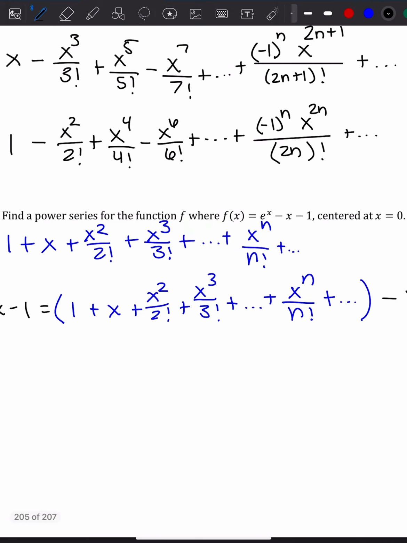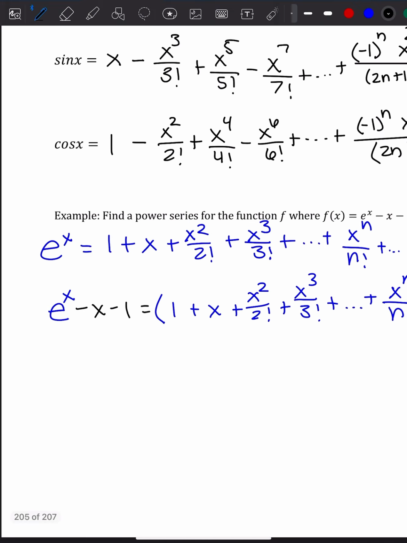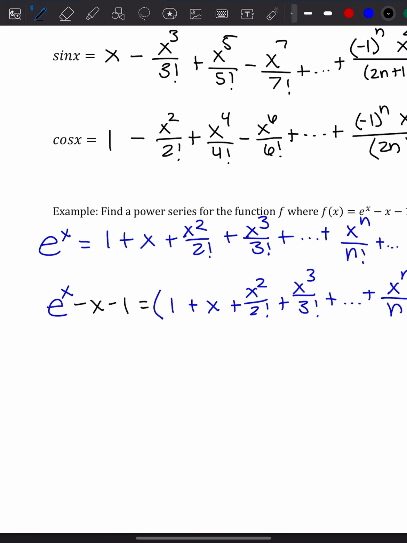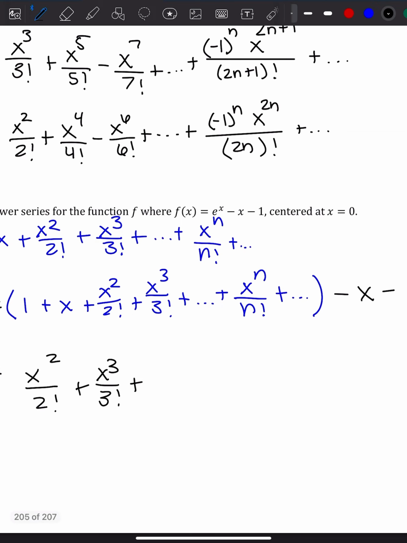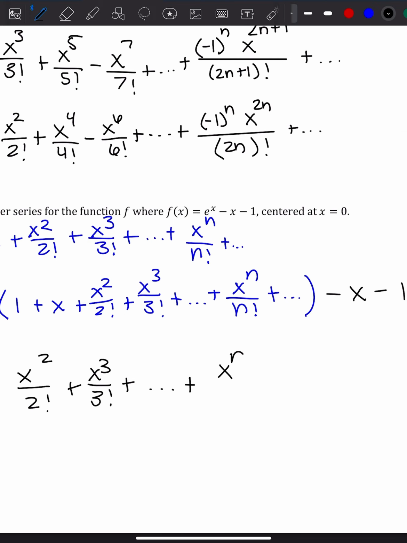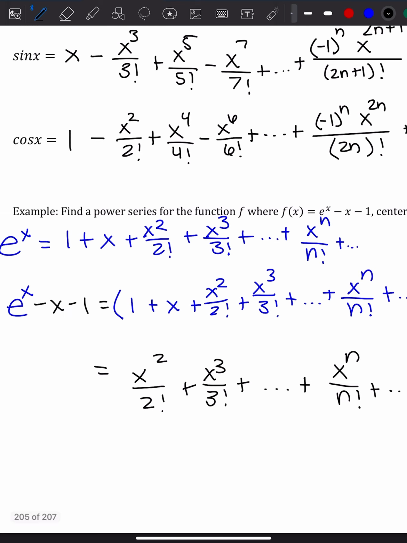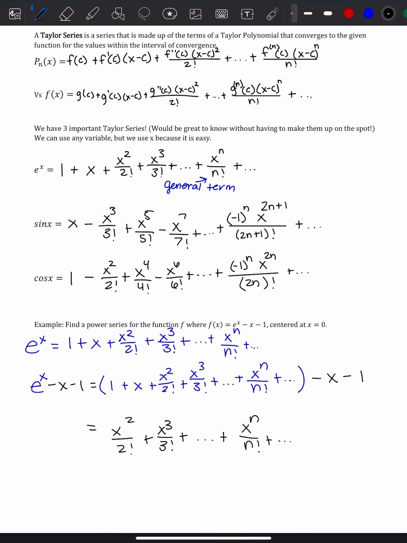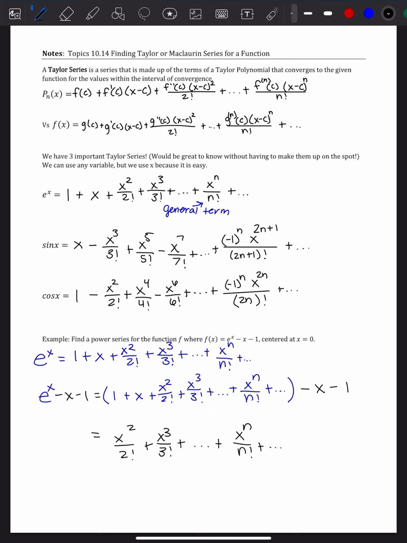Well, if I look at my function, I have a 1 and a minus 1, so those are going to cancel out. I have an x and a minus x, so those are going to cancel out. So our answer is going to be x squared over 2 factorial plus x cubed over 3 factorial plus everything in between up until x to the n over n factorial, and go on forever. And this would be our answer. So the answer to that question is literally this. We're just using this power series to do something else with it.